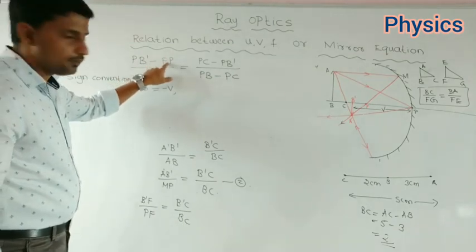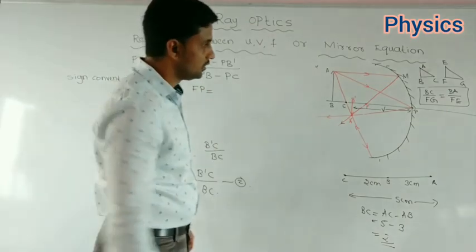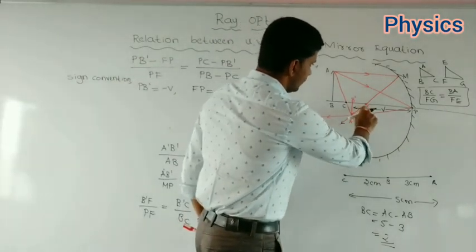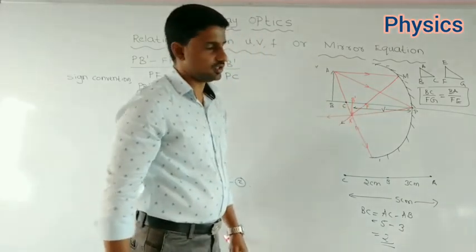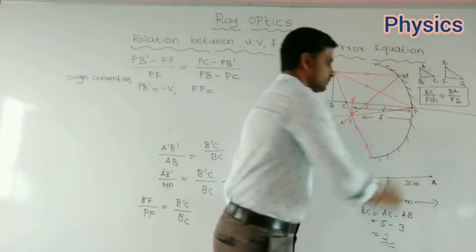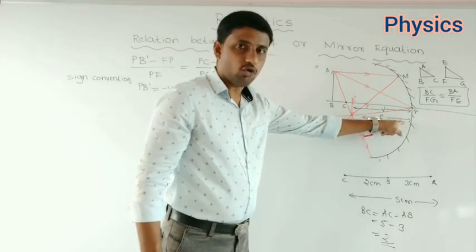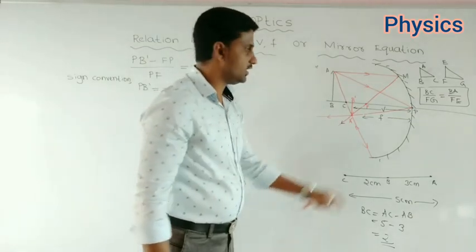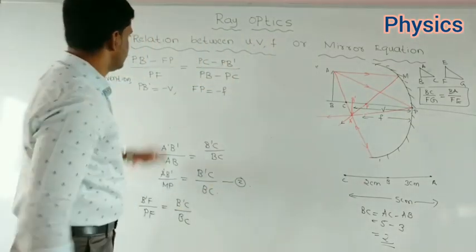Then what is this? FP or PF? From the diagram, FP is the distance from pole to the focus. Distance from pole to the focus we take as the focal length. And here also the distance is opposite to that of incident light, so the focal length is also negative, minus f.